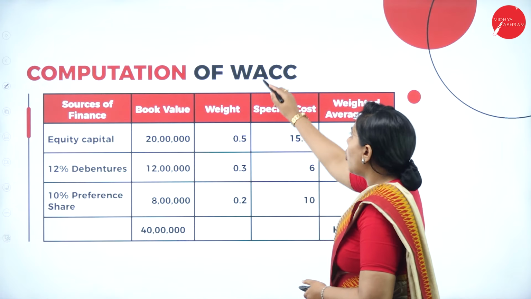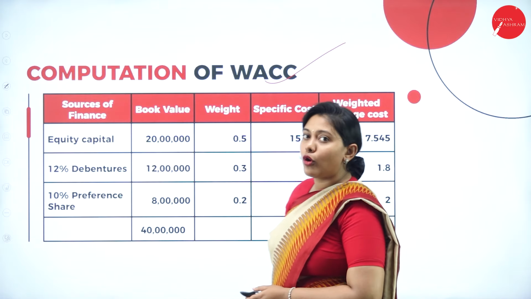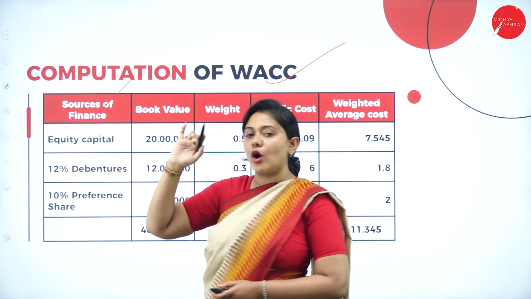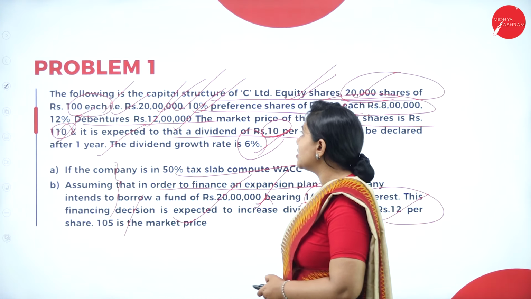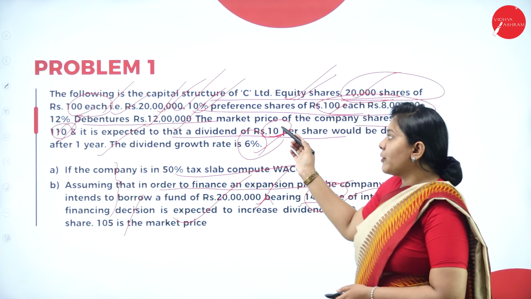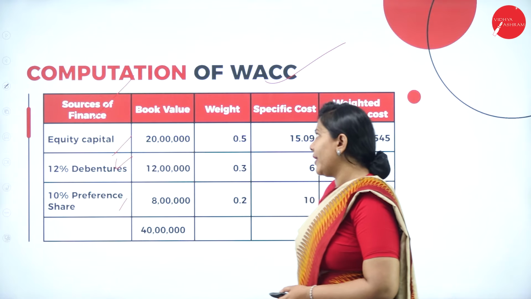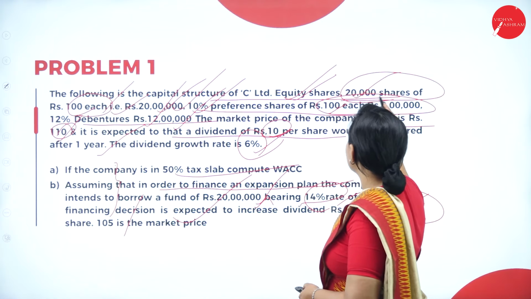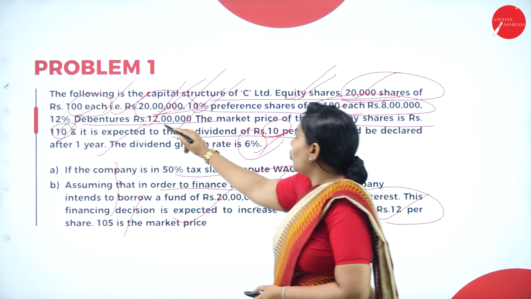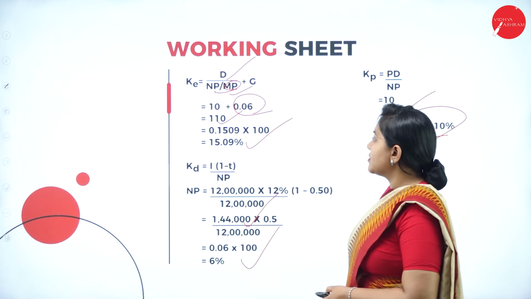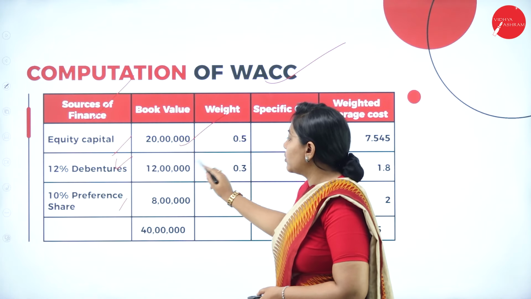Moving forward, computation of WACC. What is the format of WACC? Sources of finance. How many sources of finance do we have in the question? 3 sources: equity, preference shares and debenture. What is the book value given in the question? 20 lakh, 12 lakh, 8 lakh. So we have taken 20 lakh, 12 lakh and 8 lakh.